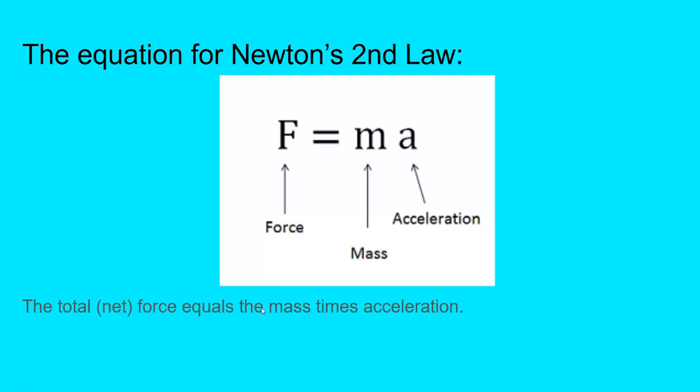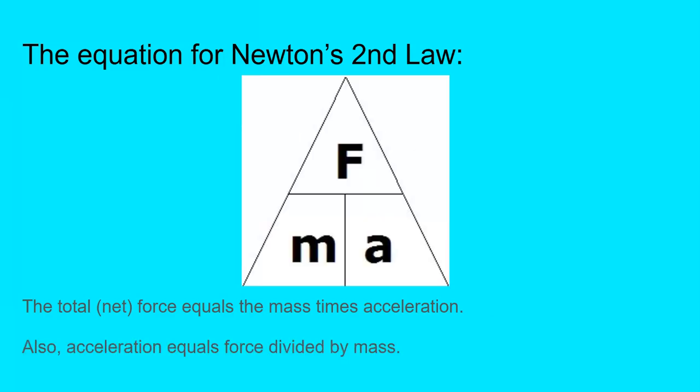Now here's Newton's second law in equation form. It simply says F is equal to m times A, or force is equal to mass times acceleration. The total or net force simply means how much force is acting on it minus anything holding it back. The total or net force equals the mass times the acceleration. We actually can put this in triangle form if we want to. F equals m times A, or A equals F over m, or m equals F over A. So force is mass times acceleration, or acceleration equals force divided by mass.